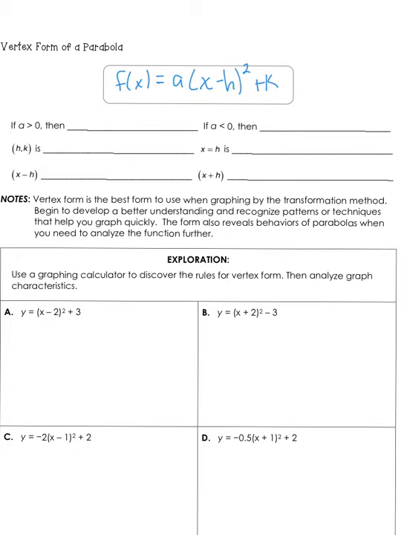First of all, a is your stretch or shrink. But if a is positive or negative, it tells us something too. When it's asking if a is greater than 0, they are looking for, does it open up or down? If a is greater than 0, meaning positive, the parabola opens up. If a is less than 0, then the parabola opens down.